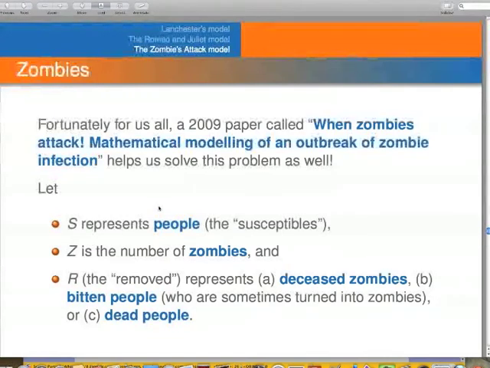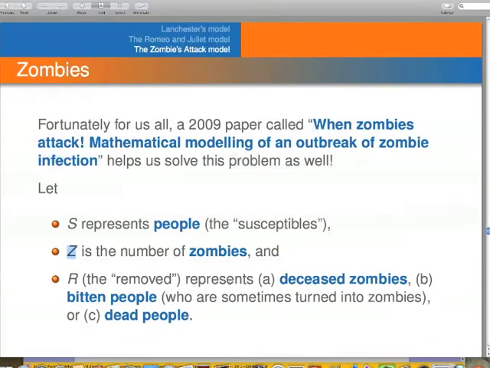So that gives rise to three classes of people. There are people like you and me. This actually is derived from the SIR model in biomedical mathematics. The SIR model has susceptibles and infected and removed. And this model is actually used in serious investigations of medicine, but we're having more fun in this talk, and we're going to talk about zombies instead. But S stands for susceptibles. That's going to be one of the dependent variables. Z, of course, is the number of zombies, and R is the removed.